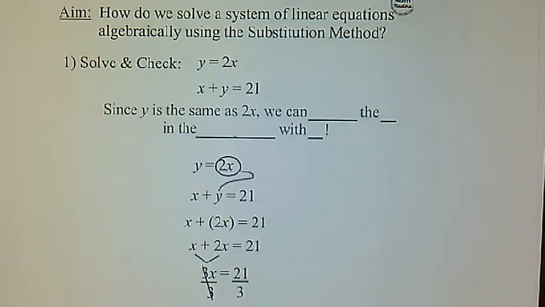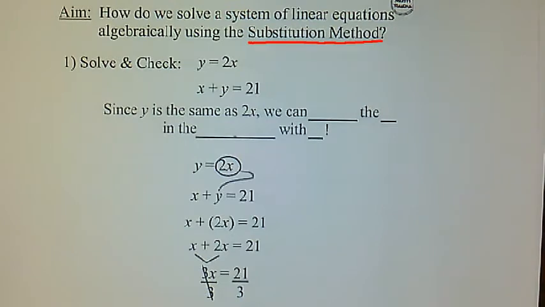So remember, whenever we find a solution to a system of linear equations, we are always trying to find a coordinate. All right? So today we're going to be talking again about the substitution method. We'll be doing 2 lessons on the substitution method.